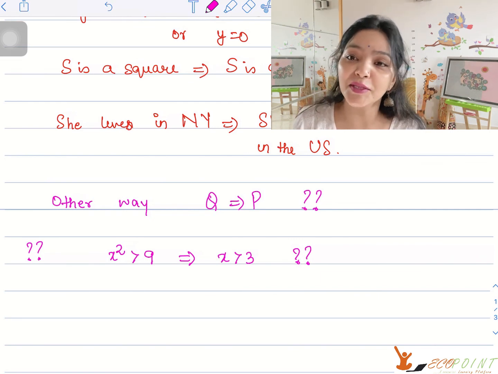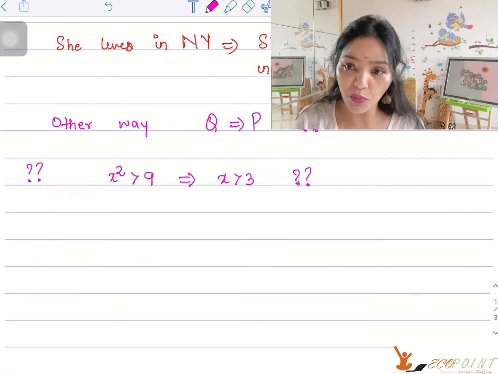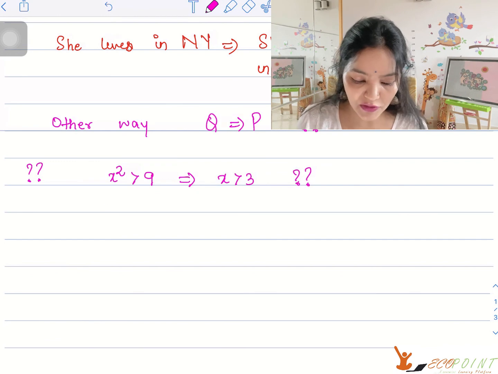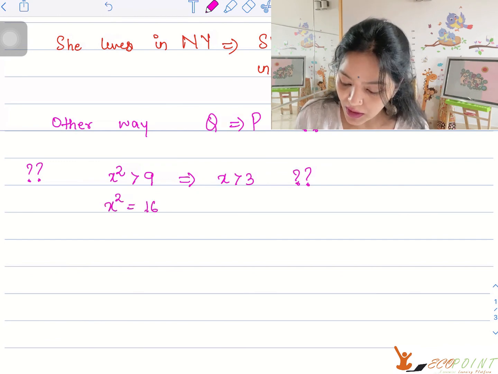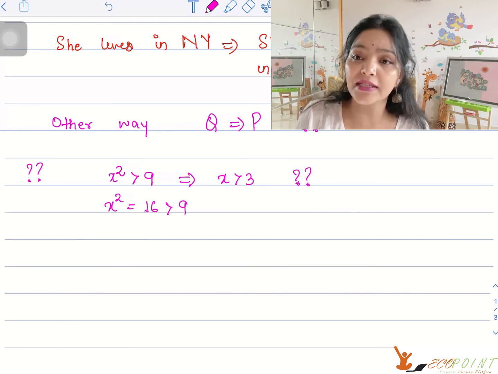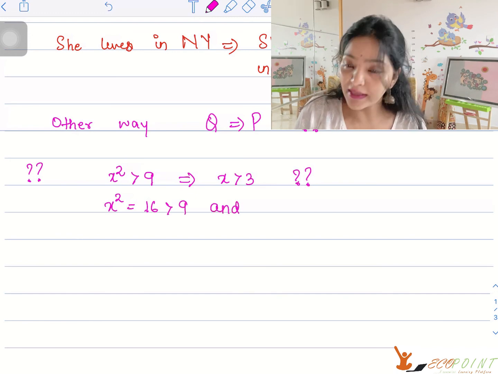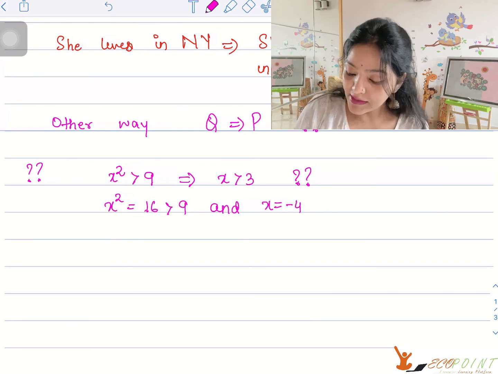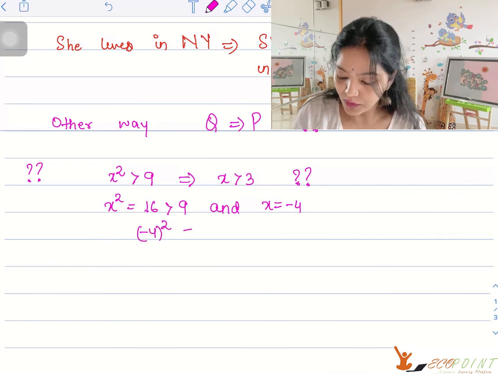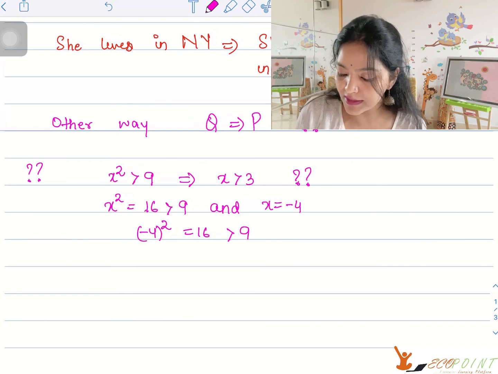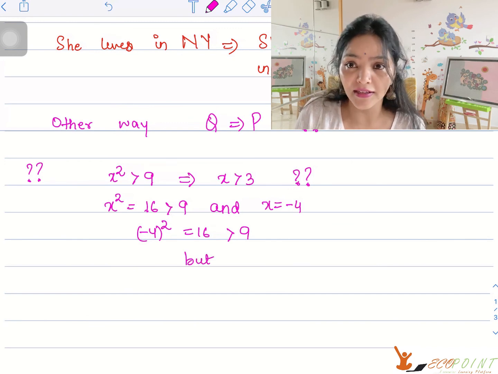And the answer is absolutely no. This won't be correct. Why? Because you can always take a counter example. You can actually fetch a counter example. Let's pick any value. Let's take x square as 16, which is greater than 9, right? And suppose this 16 was coming because I had taken x as minus 4. So you know that minus 4 square is equal to 16, which is greater than 9.